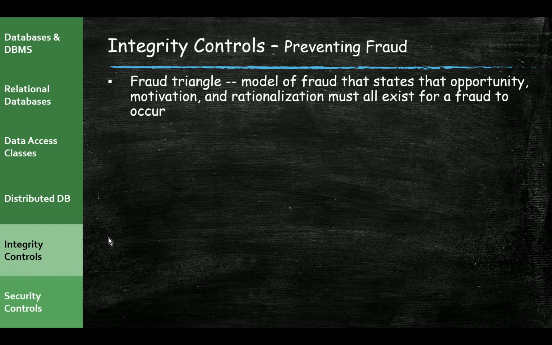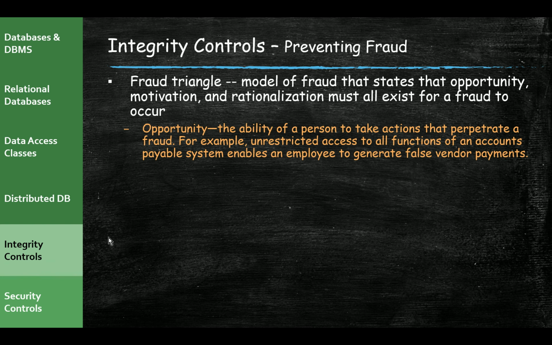So, preventing fraud. The fraud triangle is a model of fraud that states that opportunity, motivation, and rationalization must exist for a fraud to occur. So opportunity is the ability of a person to take actions that perpetuate a fraud. For example, unrestricted access to all functions of an accounts payable system would enable an employee to create false payments or to cut checks to people without any authorization. So that would be an example of opportunity.